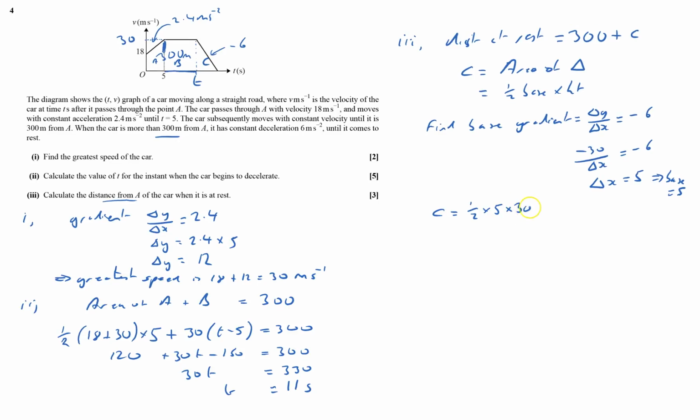times the height, which is 30, and that equals 75, and therefore the total distance equals my 300 plus this 75, which equals 375 meters. And that's question 4 done.